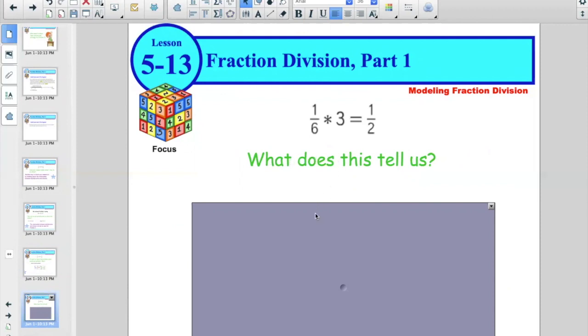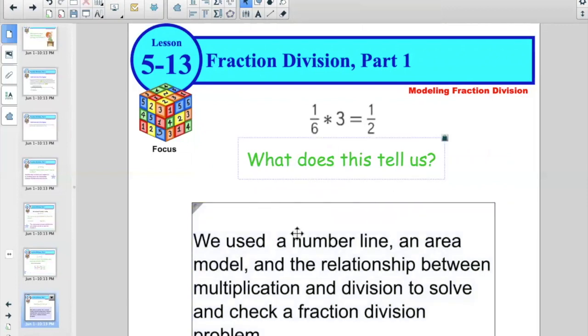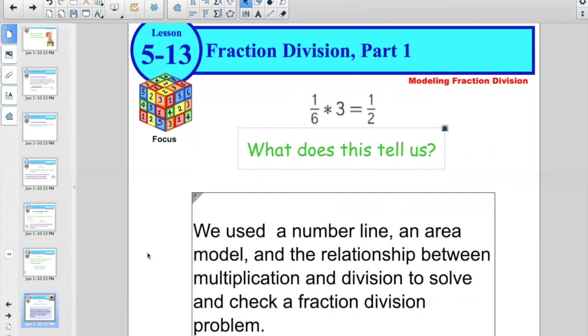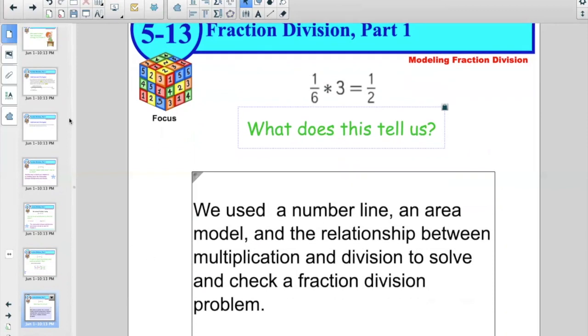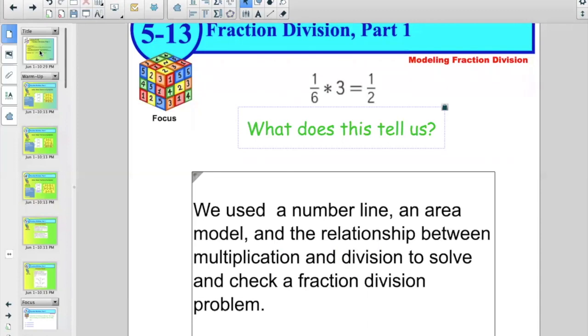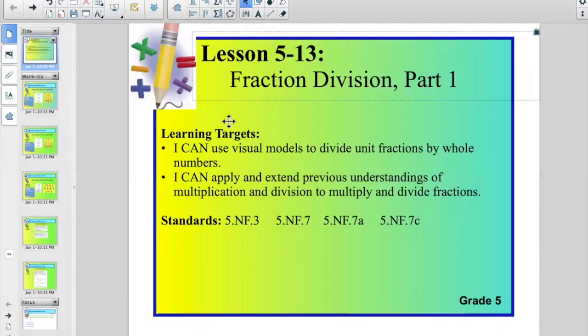What does this tell us? Well, it tells us that we use the number line, an area model, and the relationship between multiplication and division to solve and check a fraction division problem. So we can look at these learning targets and truly say, I can use visual models to divide unit fractions by whole numbers, and I can apply and extend previous understandings of multiplication and division to multiply and divide fractions.